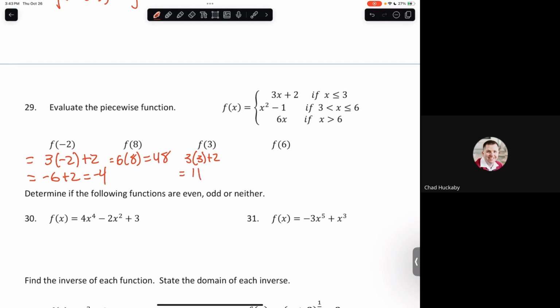And finally, f of 6, which one do we use? The second one, because it's equal to 6. So we have 6 squared minus 1. What's 6 squared? 36. 36 minus 1 is 35.